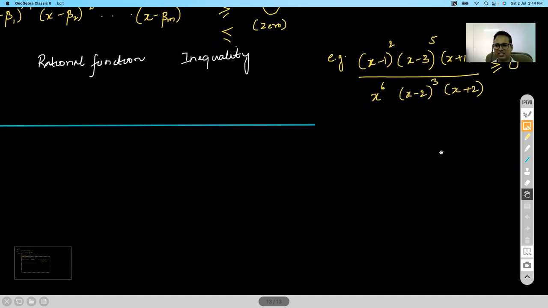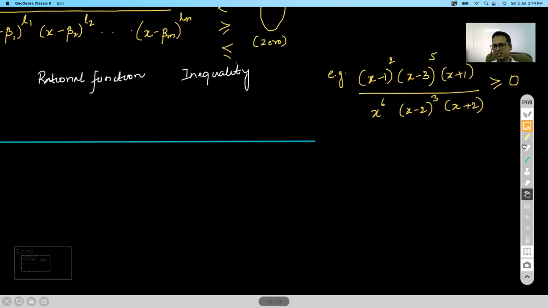Just pay attention. Don't write anything as of now. Put your pens down and just lend me your ears for some time. Everybody has put your pen down. Now make a real number line first of all. As you see on your screen, I have made a gray color real number line. On this real number line, you mark the zeros of all these factors that you see in this rational function.